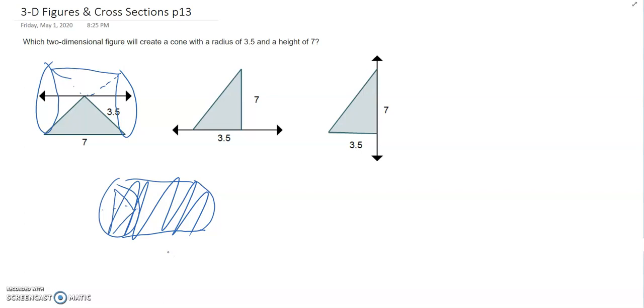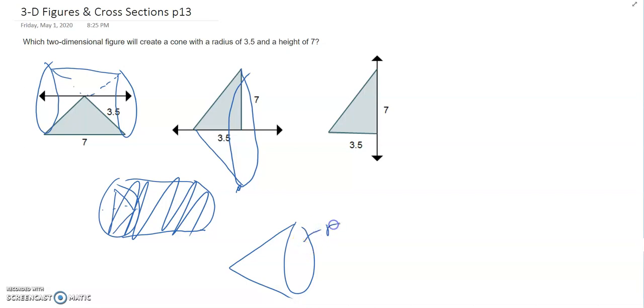The next one, if I rotate this around, I can rotate this point here. I do get a cone shape, so I get this cone shape right here. But this one has a radius of 7, that I can tell. This equals the radius of that cone, and the height of the cone. Because this is the base, the height has to be perpendicular. The height of the cone is 3.5. So that's not what we're looking for. We're looking for a radius of 3.5.